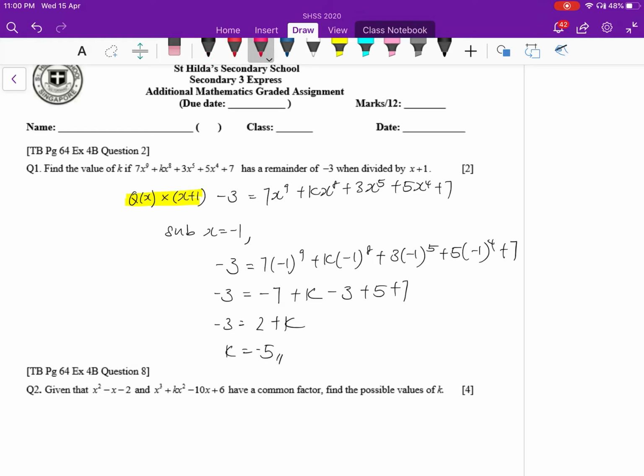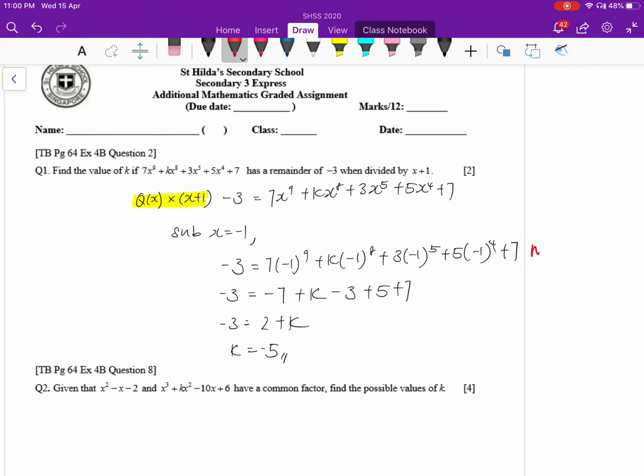So where does the 2 marks come in? The 2 marks come in when you substitute x equals minus 1 into the equation, and then after that you're going to get a final answer. Okay, if you're unsure, you can pause this video and take a look again. If not, we'll go to question number 2.